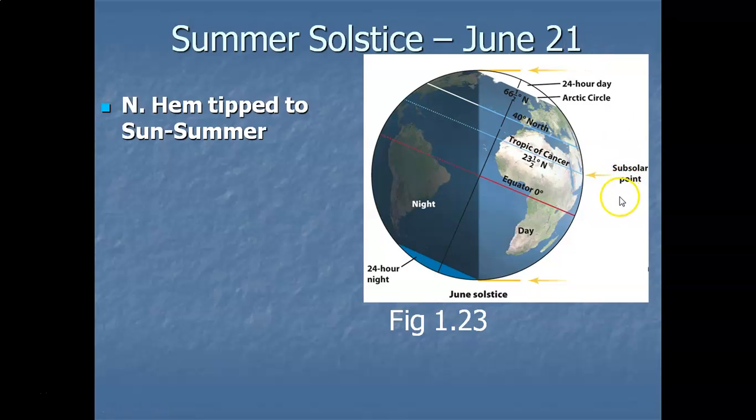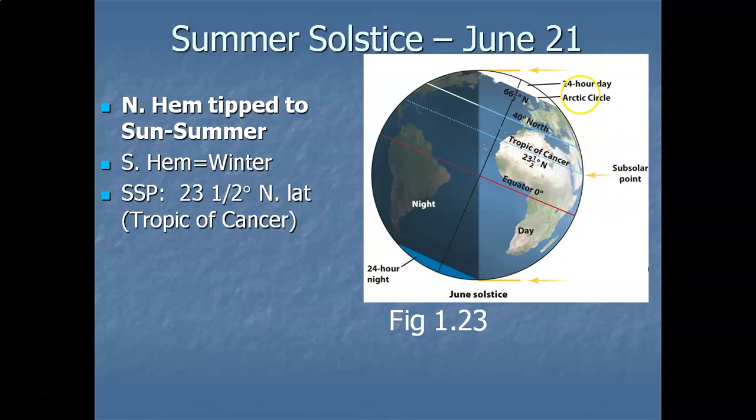And now, 6 months from where we began, the Northern Hemisphere is tipped towards the sun, and we're going to be experiencing the first day of summer. The Southern Hemisphere is tipped away from the sun, and they're going to be experiencing the first day of winter. What marks this date is when the subsolar point has migrated as far north as it can possibly go into the Northern Hemisphere, and it's reached 23.5 degrees north latitude. And so the subsolar point is at a special line of latitude, and we name it. It's called the Tropic of Cancer.